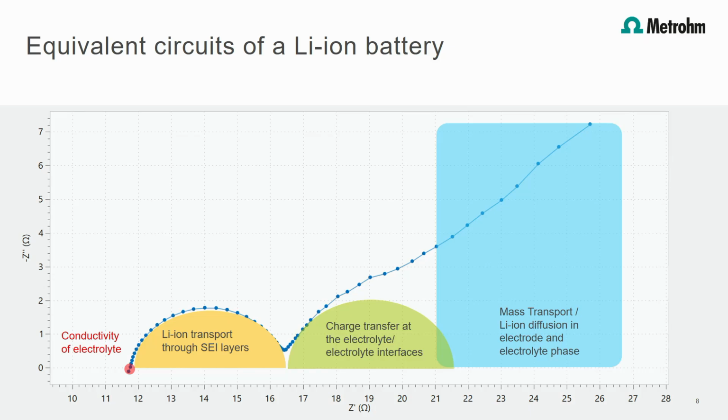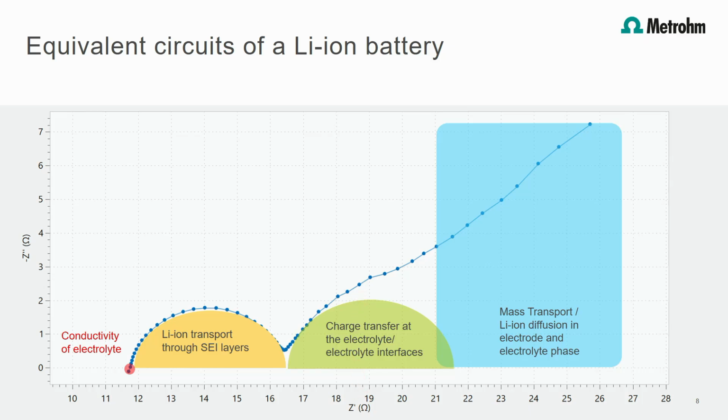To explain this, we will have a look at the typical impedance measurement of a lithium-ion battery measured in the two-electrode setup. The distance of the curve from the y-axis corresponds to the electrolyte conductivity. In our example, it's 11.50. Then you realize that there are two semicircles emerging in the measurement.